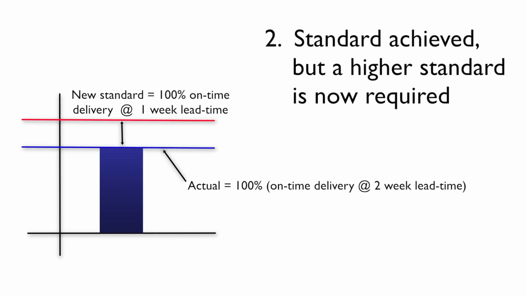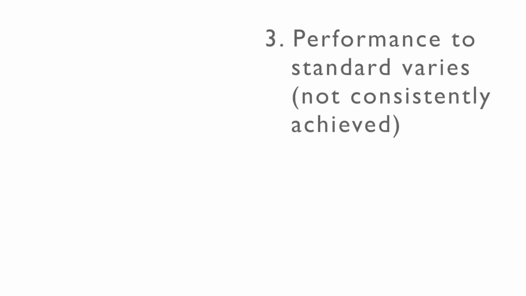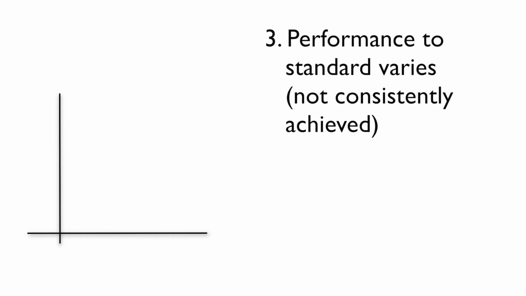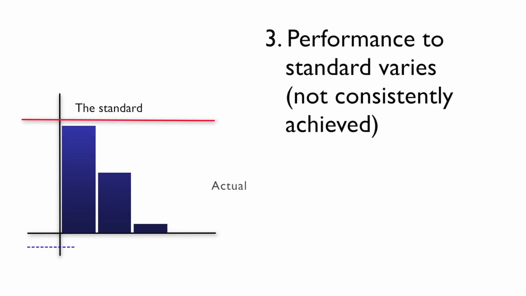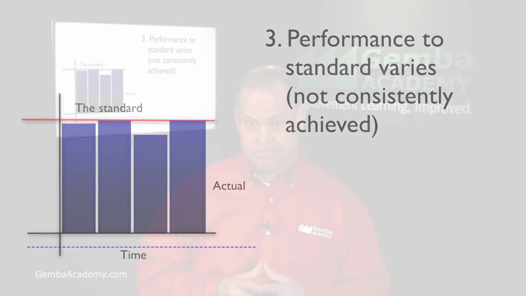Now, staying with the on-time delivery example, if we're currently performing at 100% on-time delivery at a quoted lead time of 2 weeks, our customers may very well ask us to reduce our lead time to 1 week while still maintaining 100% on-time delivery. And finally, the third type of problem occurs when our performance to the standard varies, meaning it's not consistently achieved. Now, this is actually a form of mura, or unevenness, which we first learned about in the Transforming Your Value Streams course.